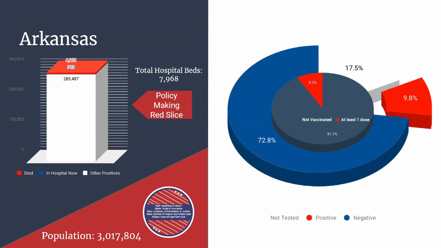For Arkansas, they vaccinated 8.3% of their population. They've had 72.8% negative and 9.8% positive. They had over 4,800 people die, and there's over 900 people in the hospital with 7,900 hospital beds.